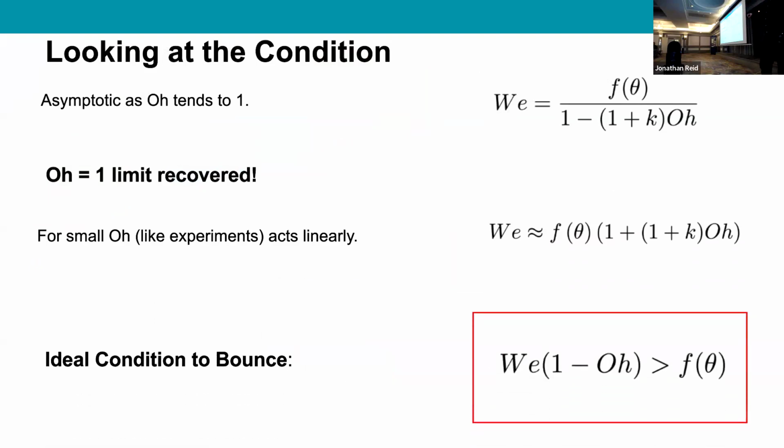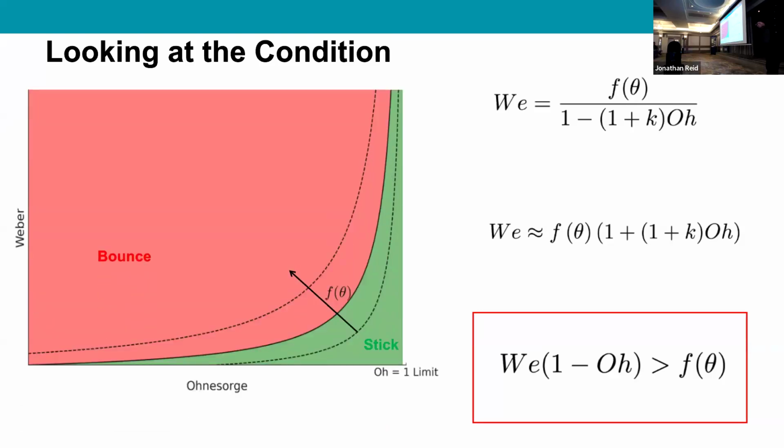Which means if we ignore our prefactors, we can write an ideal condition to bounce, that our Weber number times 1 minus our Ohnesorge number has got to be greater than some constant dictated by the contact angle. And if you graph it, it looks something like this, where you have your bounce, your stick area, and as you increase this function here, depending on the angle, it looks something like this.